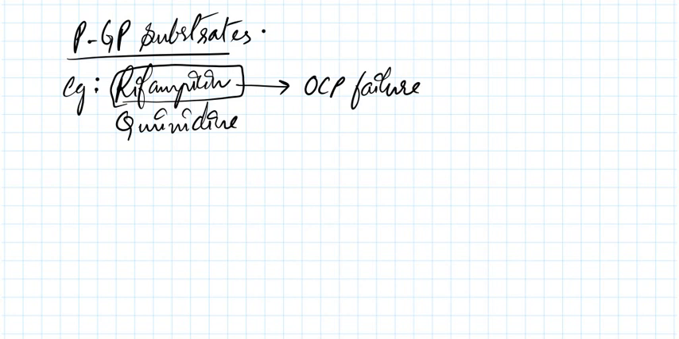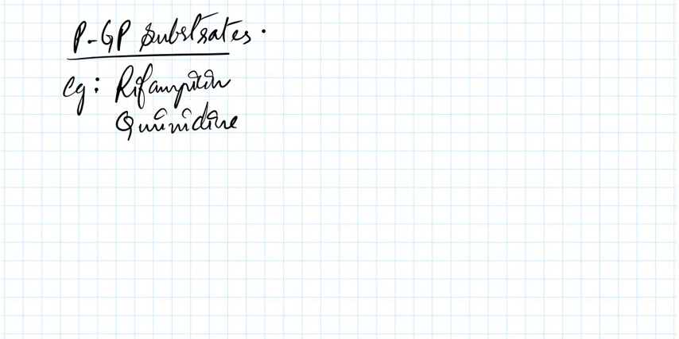Why? Can anyone tell? Because OCPs are, I will tell you in the next part. Remember. Why is no one answering? So just remember, these two are PGP inducers, not PGP substrates. These are PGP inducers.